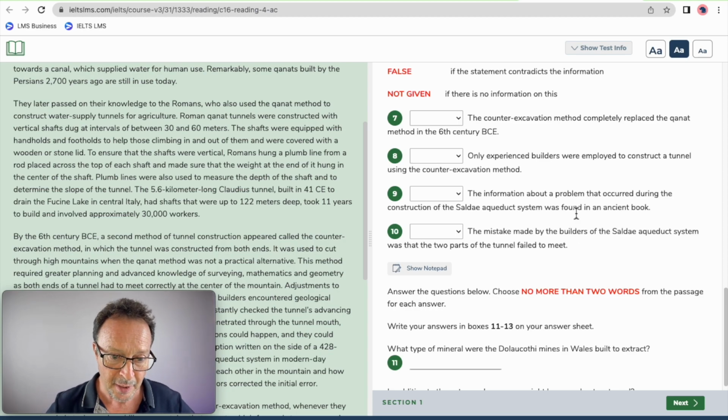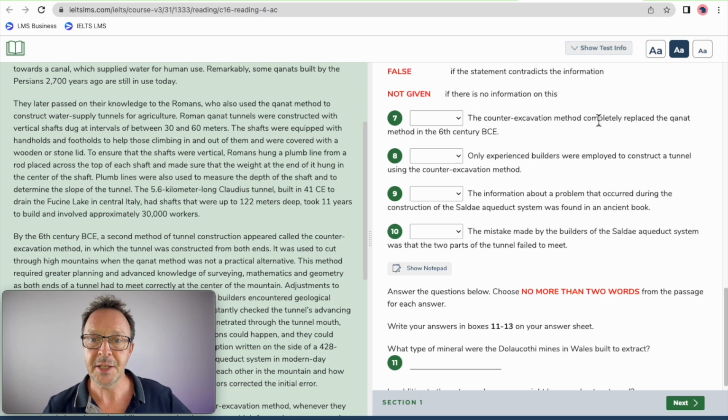How am I doing for time? 8 minutes, not too bad. Okay, counter excavation. I'm just going to have a look at all of these questions quickly. 6th century BCE, experienced builders employed to construct a tunnel, counter excavation information. The Salde aqueduct. Salde is a proper noun, so that's easy to search for in the text when you scan through. Mistake made by builders. Okay, so true, false, not given.